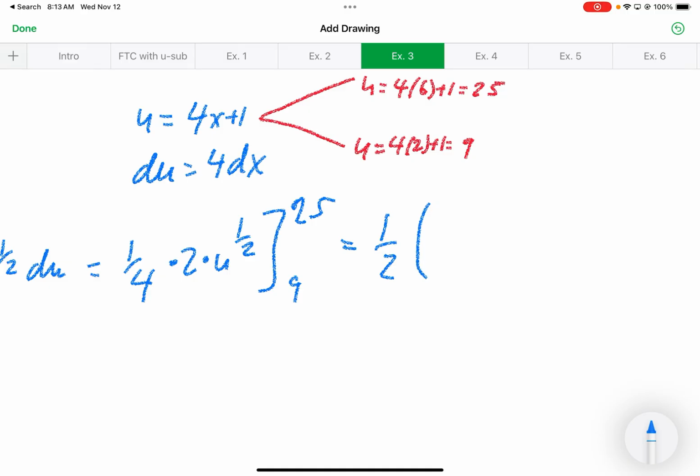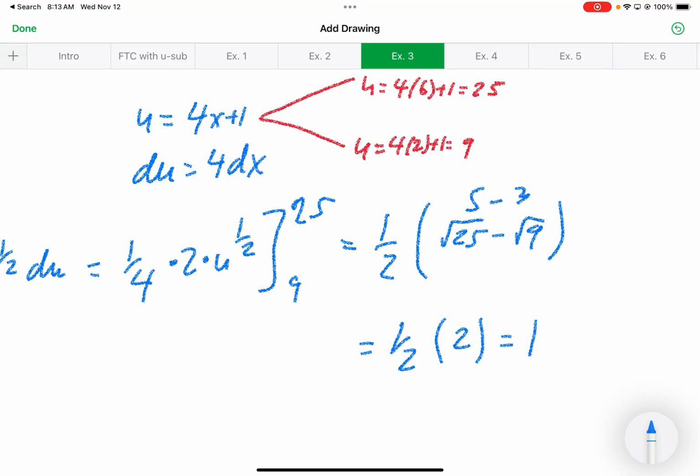So I combine my scalar multiples, and I get a half, and then I multiply it by square root of 25 minus square root of 9. So 5 minus 3 gives me a nice, well-rounded answer of 1. Half of 2 is going to give me 1. That was satisfying.